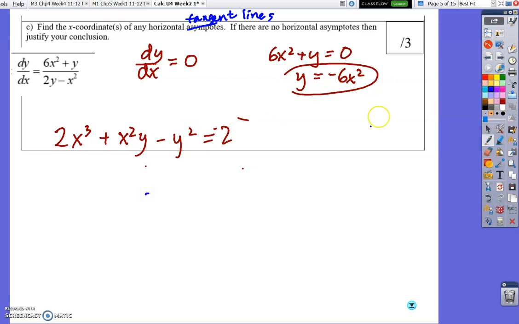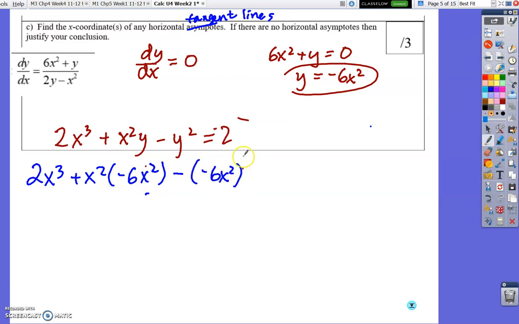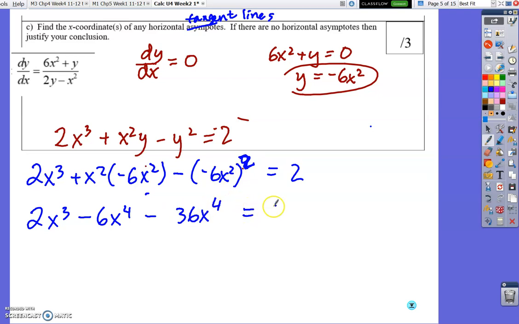So we will have 2x cubed plus x squared times negative 6x squared minus negative 6x squared to the fourth equals 2. And we can solve this equation now. 2x cubed minus 6x to the fourth minus 36x to the, excuse me, that's supposed to be squared, I was thinking ahead, to the fourth equals 2, which is negative 42x to the fourth plus 2x cubed equals 2.